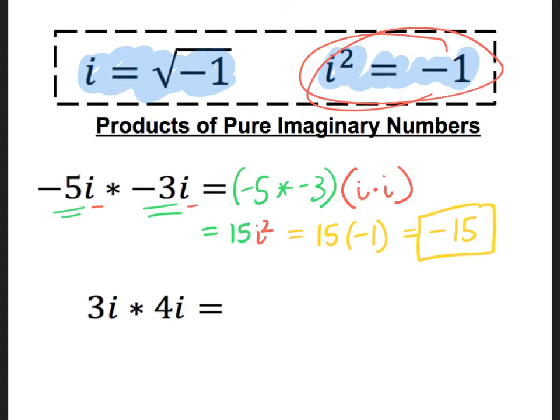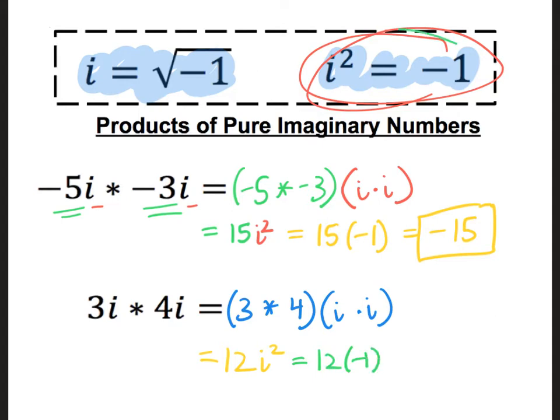For the second one, we're doing the same thing. We have 3 times 4, and we have i times i. When I do 3 times 4, I get 12. i times i is i squared. So really we're doing 12 times negative 1, because remember i squared equals negative 1, and my final answer would be negative 12.